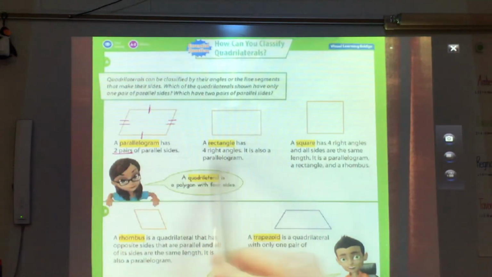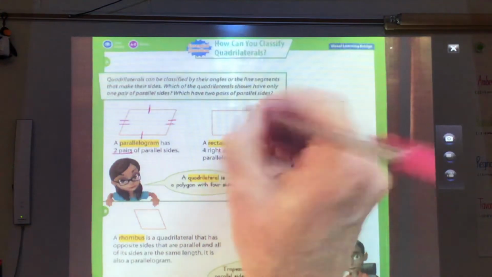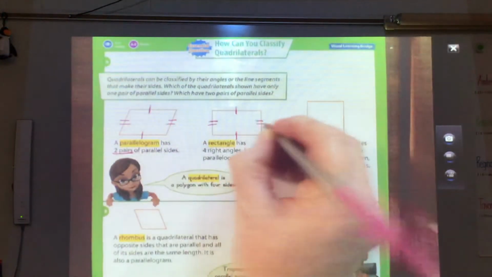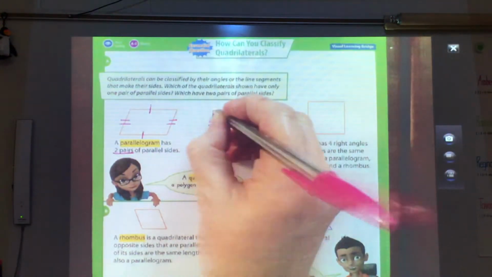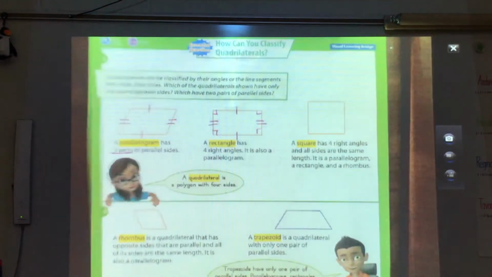A rectangle has 4 right angles and it is also a parallelogram because this side is parallel to this side and this side is parallel to this side. So it has 2 pairs of parallel sides. But it also has 4 right angles.